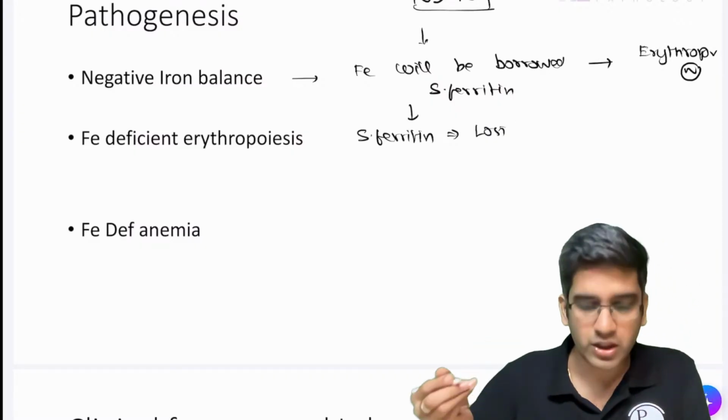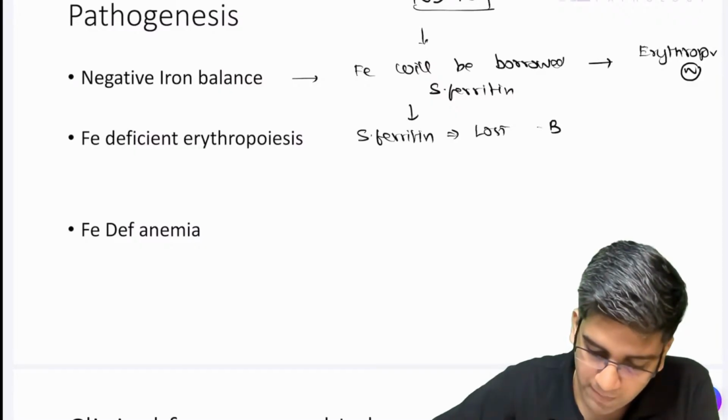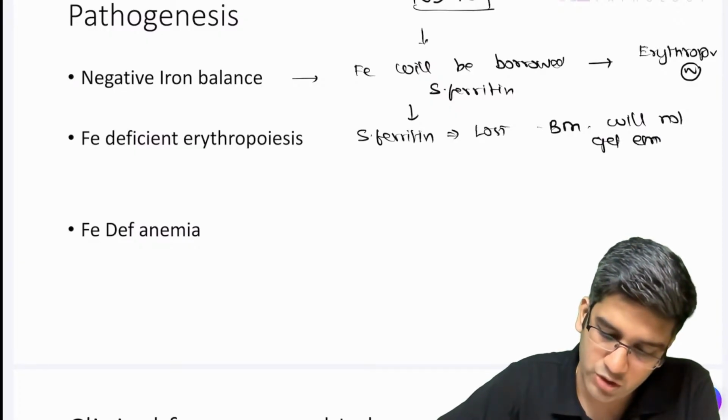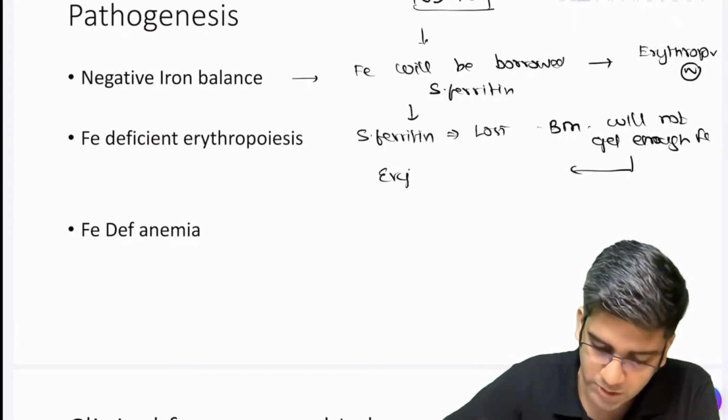When serum ferritin is lost, I am actually deficient of iron here, right? So the bone marrow will not have enough iron. When the bone marrow does not get enough iron, it's simple. Here the problem is that erythropoiesis will be defective.